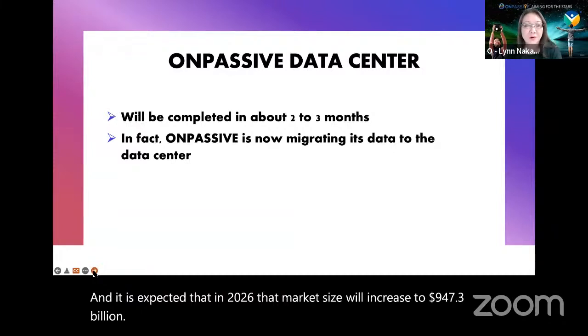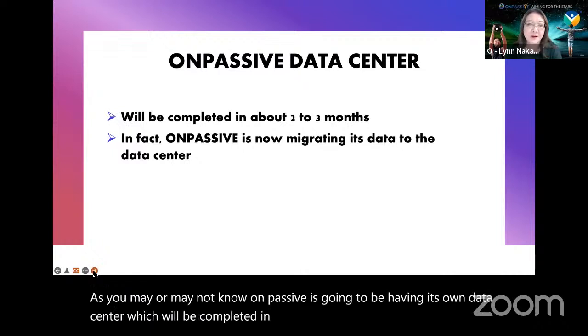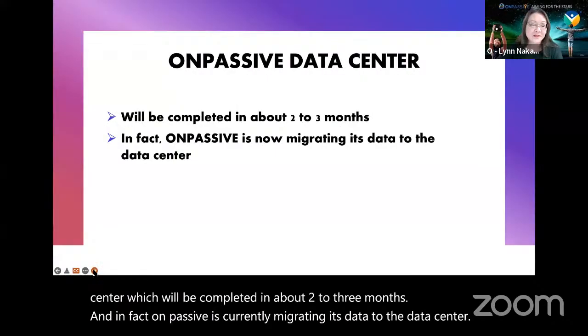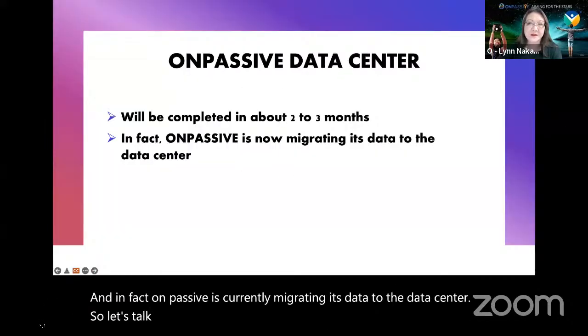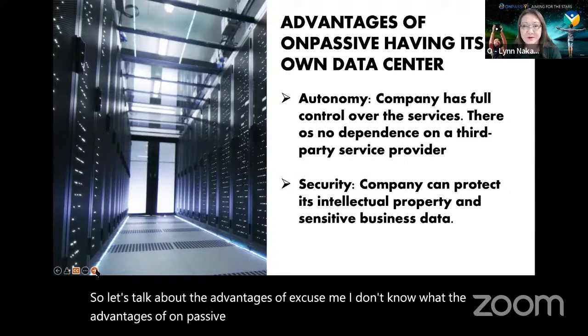As you may or may not know, OnPassive is going to be having its own data center, which will be completed in about 2 to 3 months. And in fact, OnPassive is currently migrating its data to the data center. So let's talk about the advantages of OnPassive having its own data center.